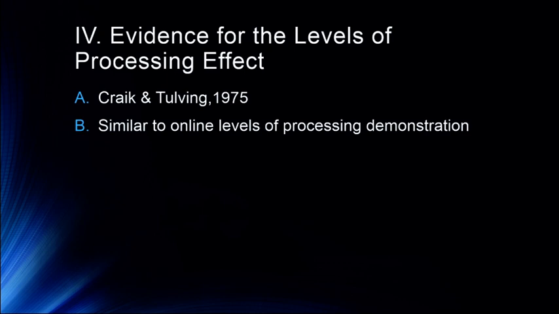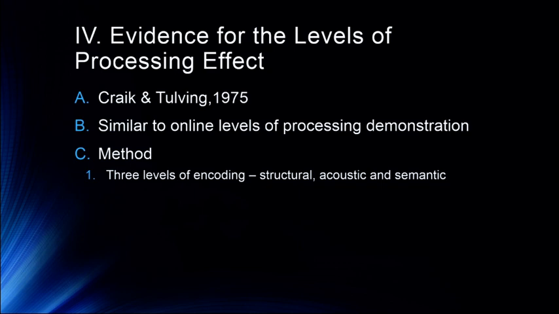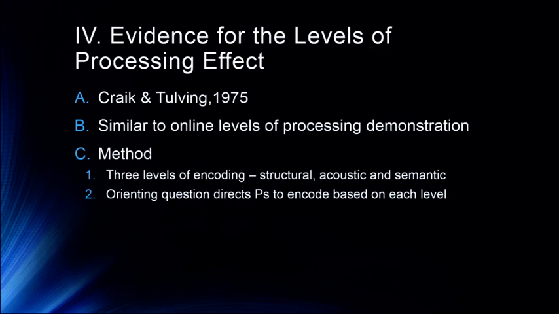The way in which Craik and Tulving went about this particular experiment is they provided three different levels of encoding by using that kind of orienting task in an incidental learning paradigm, which were structural, is it in upper or lowercase letters, acoustic, does it rhyme with this other word, and semantic, does it fit into a sentence, does it fit into a category, that sort of thing. So that orienting question directed participants to encode based on each level in that incidental learning task.